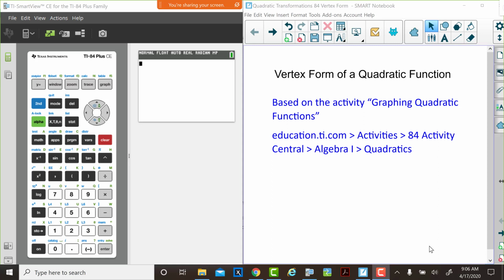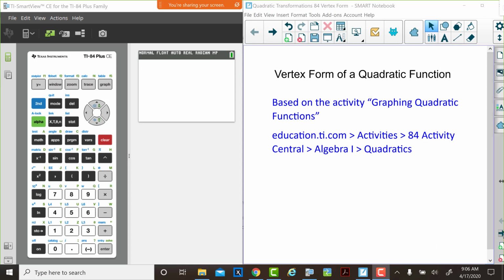We're going to explore the vertex form of a quadratic function. This is based on an activity located at 84 Activities Central in the education.ti.com activities section. It's called Graphing Quadratic Functions.